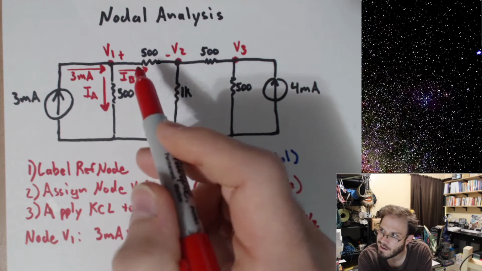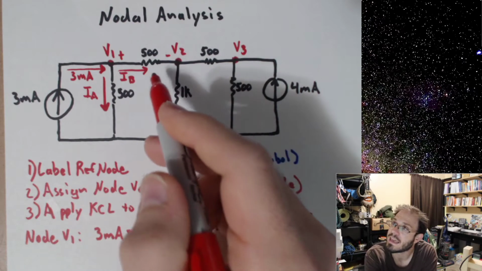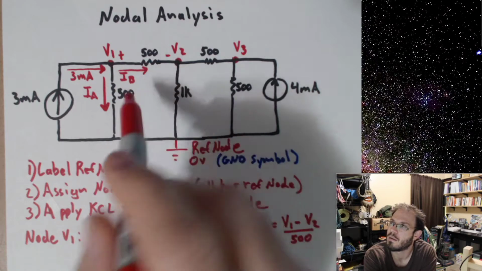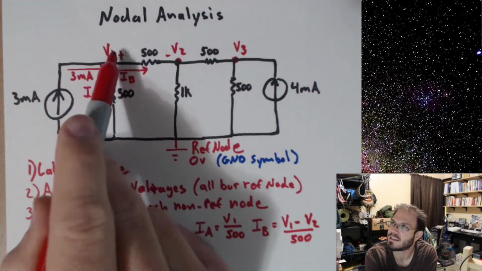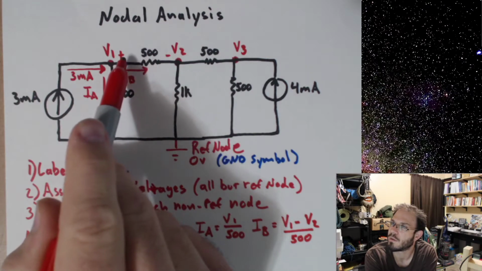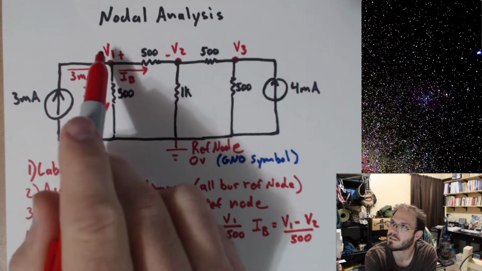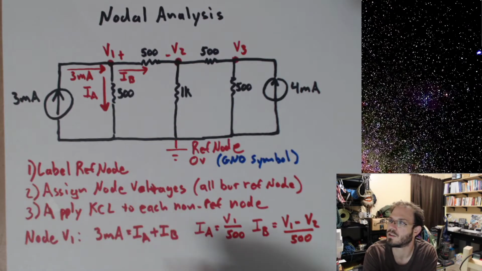There was nothing to help me say that this current is actually going one way or another. So it doesn't matter as long as you write the equation correctly, given the directions that you pick for your currents, okay? But in this case, I picked it to go to the right. I'm assuming this is higher than this. So I wrote a plus here, minus here, and then I used the polarity to help me out. Plus V1 minus V2 divided by 500.